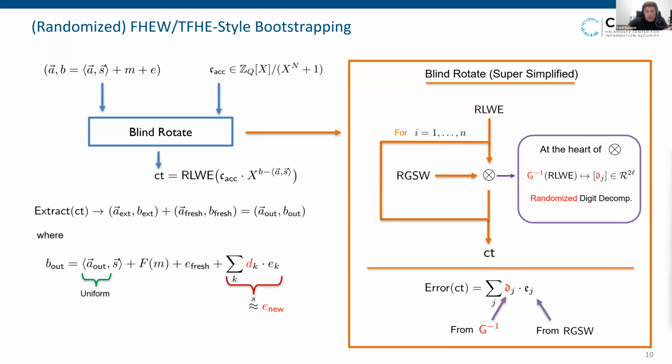Okay, so to summarize, we first get that A out is uniform because we add a fresh LWE sample to the extracted ciphertext. And then we get that the error term is independent due to the use of this special randomized decomposition algorithm. And finally, note that this error term E fresh was never dependent on the function f, so we don't really have to care about it.